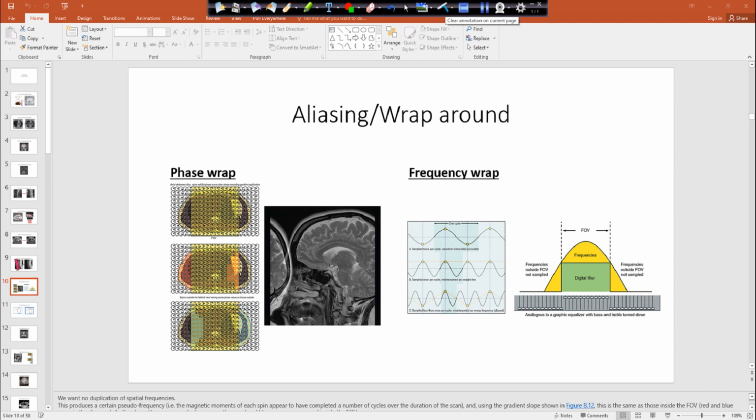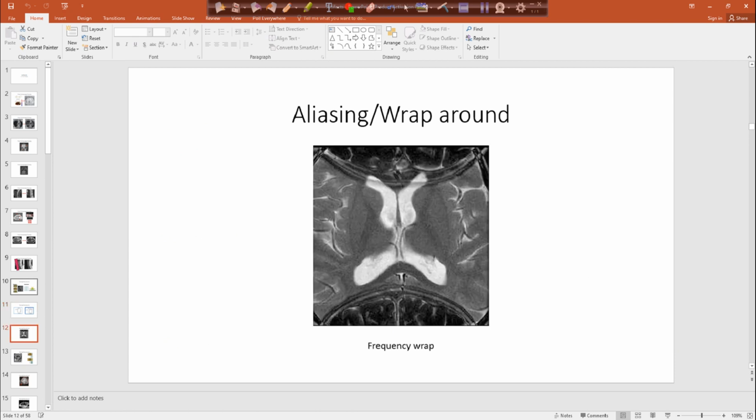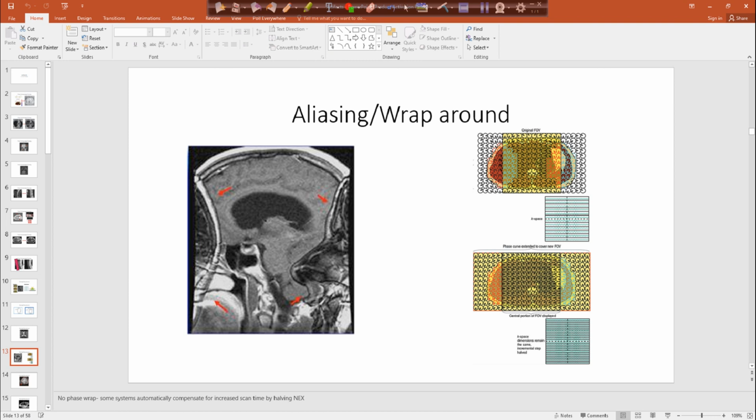So we have several examples of our phase wrap here. The most common one being that nose wrapping into the back of the head on the sagittal. This one is frequency of wrap, but remember the system should compensate for that. Here it's just saying that now we are adequately sampling the data. Here we only had phase encoding steps, like 16 of them. Here we've increased our phase encoding steps to double that because we're getting all the data now.